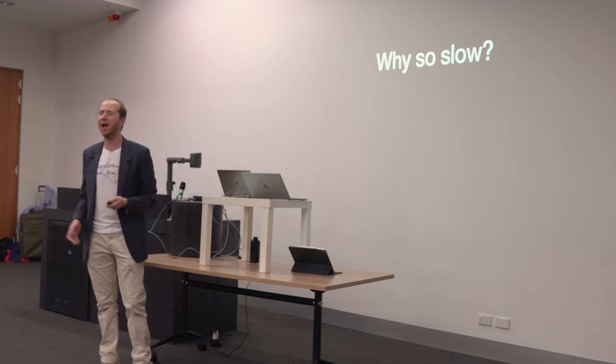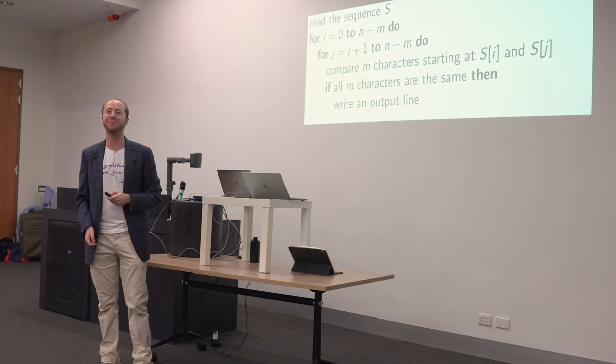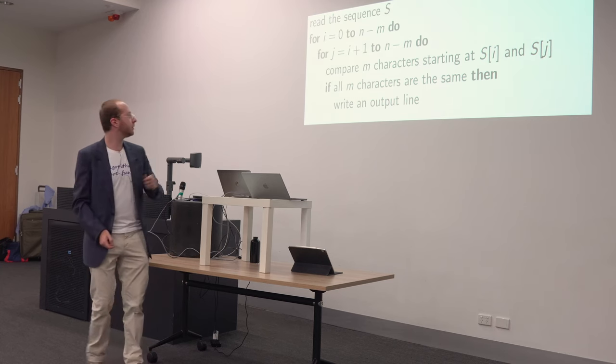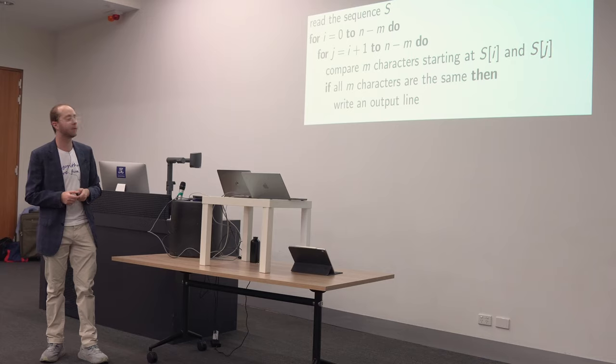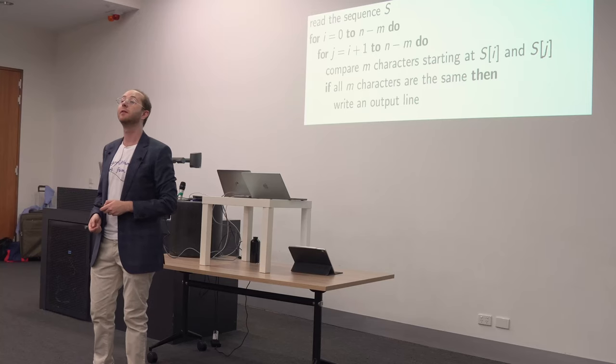So why is our algorithm so slow? Dylan, do you want to give us back what you were saying before? Yeah, because it has redundancy. There's redundancy because it says compare n characters starting at s_i. So why might we not need to compare all m characters? Someone else? Yeah, name? Michael.